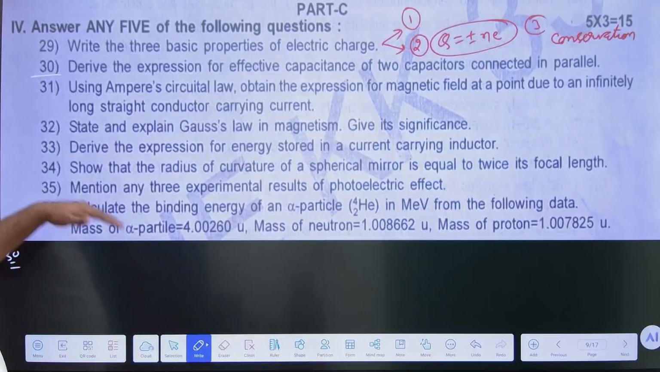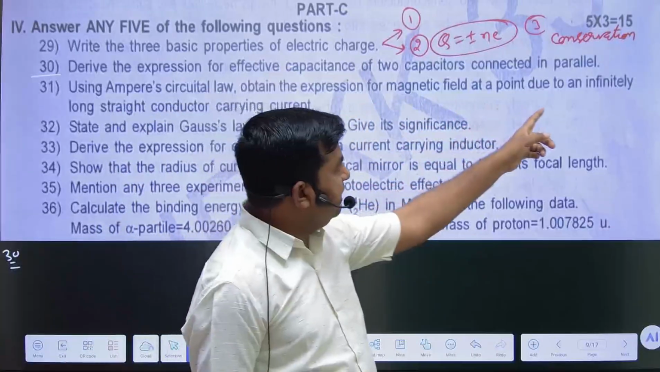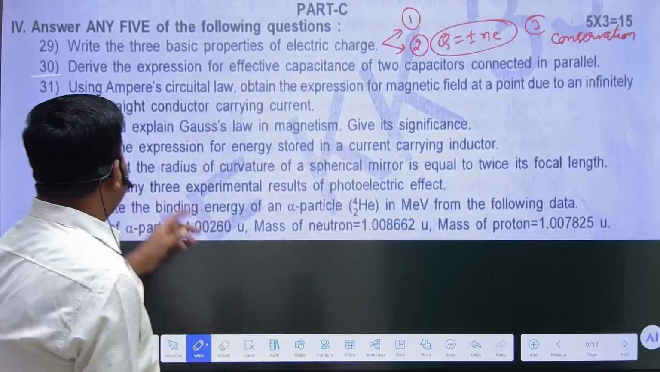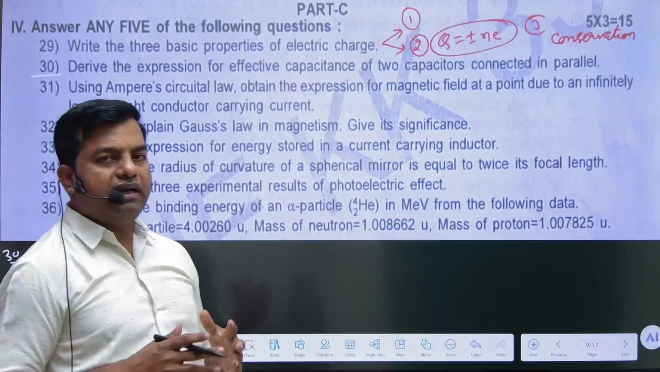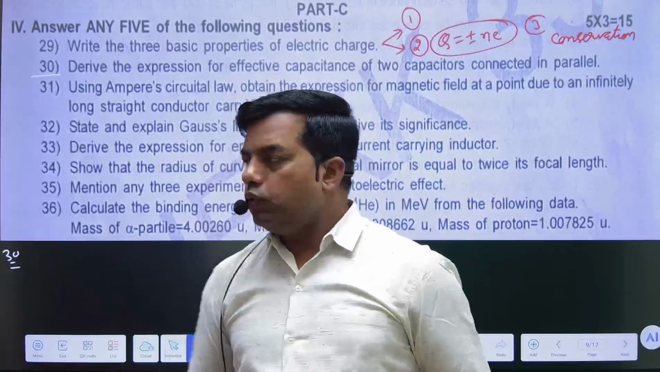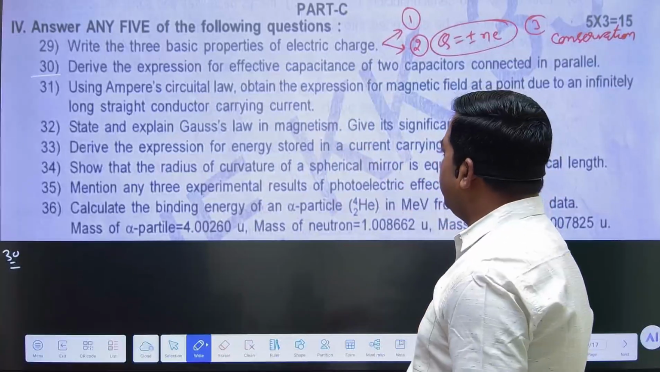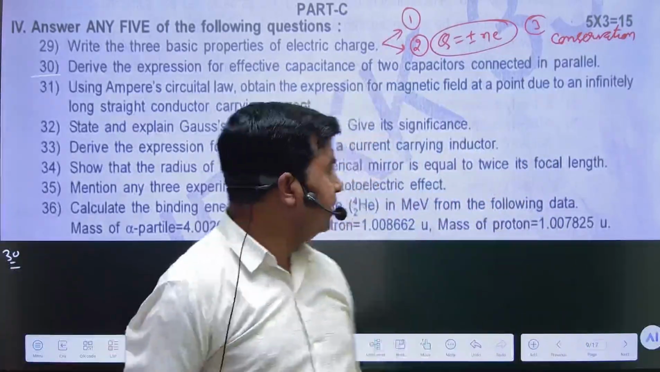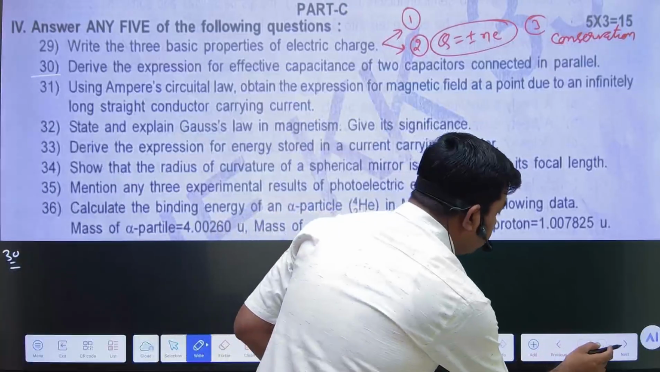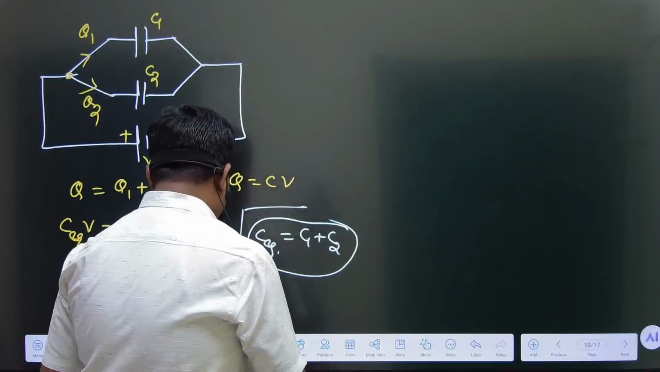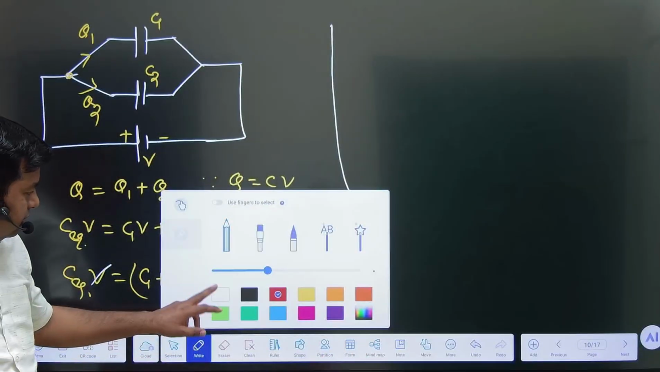Next question is: using Ampere circuital law, obtain the expression for magnetic field at a point due to an infinitely long straight conductor carrying current. We have to calculate the magnetic field due to a current carrying straight conductor, infinitely long, by using the Ampere circuital law. This is question number 31. This is a very important question. All these questions are very important to you, so you have to learn very keenly.